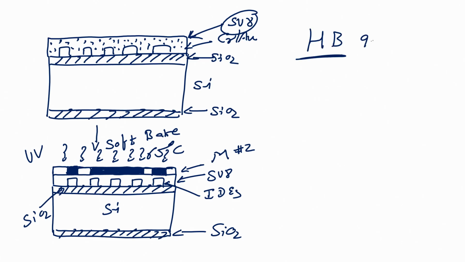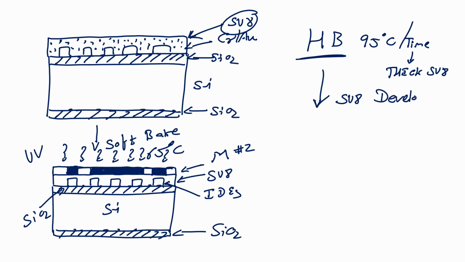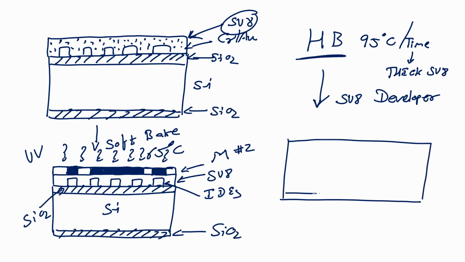Hard bake is done at 95 degrees centigrade. Again, the time depends on the thickness of SU8. After hard bake, I will go for SU8 developer. If I go for SU8 developer, what will I have?